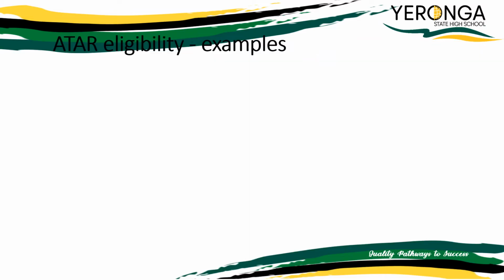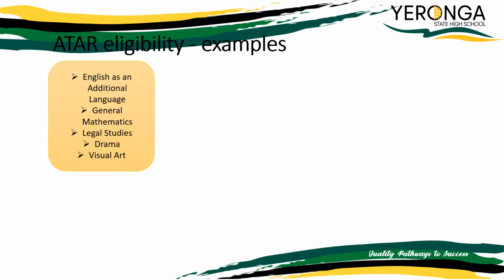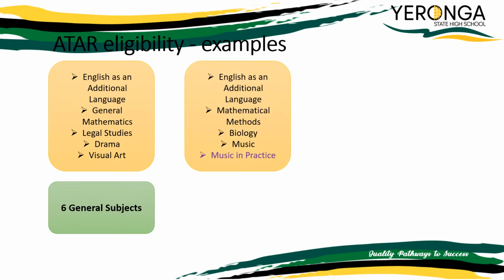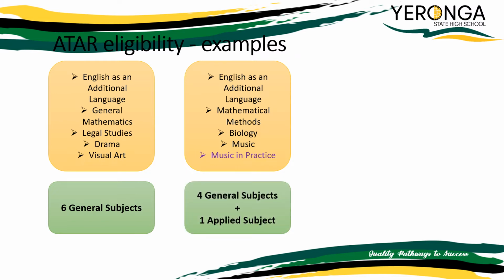So let's look at some ATAR eligibility examples. The first one is where a student is studying English as an Additional Language, General Mathematics, Legal Studies, Drama, and Visual Arts. So they're studying 5 general subjects. It makes them ATAR eligible. Another example is where students are studying English as an Additional Language, Mathematical Methods, Biology, Music, and Music in Practice. Music in Practice is an applied subject, so here a student is studying 4 general subjects plus 1 applied subject. It still makes them ATAR eligible.